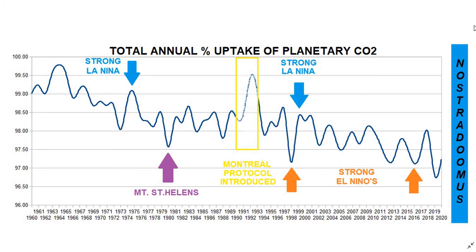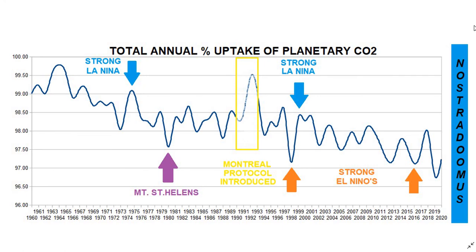The next sharp decline was in 1998 when we had a strong El Nino, and that was followed by a quick rebound when we had two strong La Ninas in a row in 1999 and 2000. And then we've just had a steady decline ever since, and just to show that we had a drop during the strong El Nino in 2016, but we got as low as 96.75% in 2019.